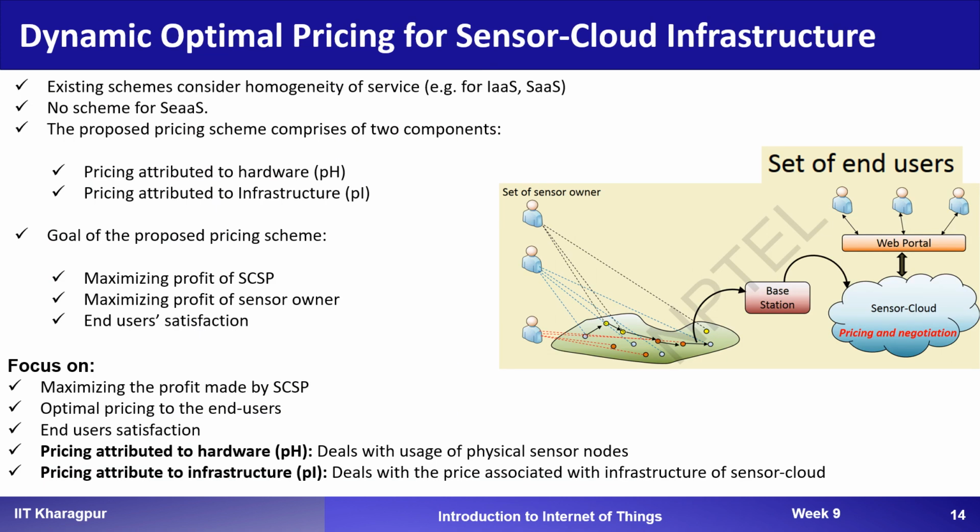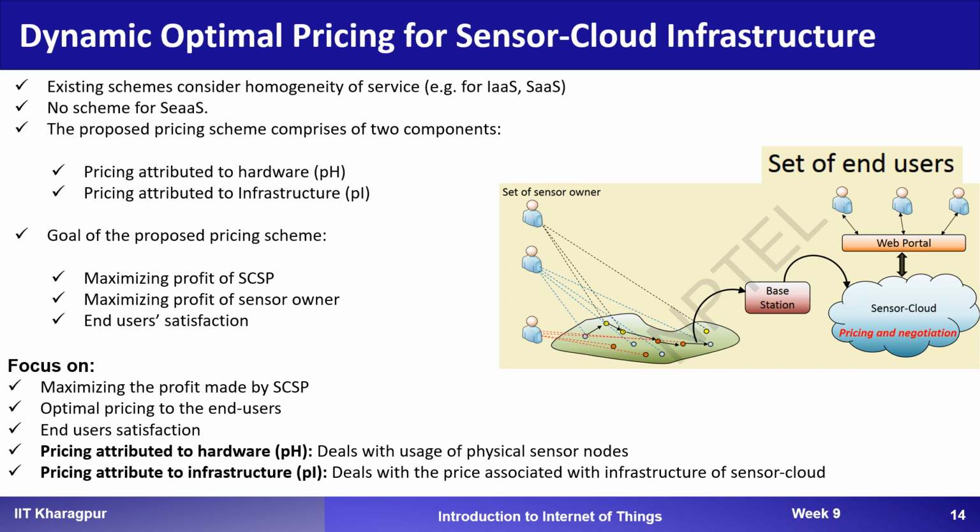Now, the dynamic optimal pricing for sensor cloud infrastructure. Basically, existing schemes consider the homogeneity of services, for example, infrastructure as a service and software as a service. So basically, there is no scheme present for sensor as a service, and there is a need to propose some pricing scheme for sensor as a service.